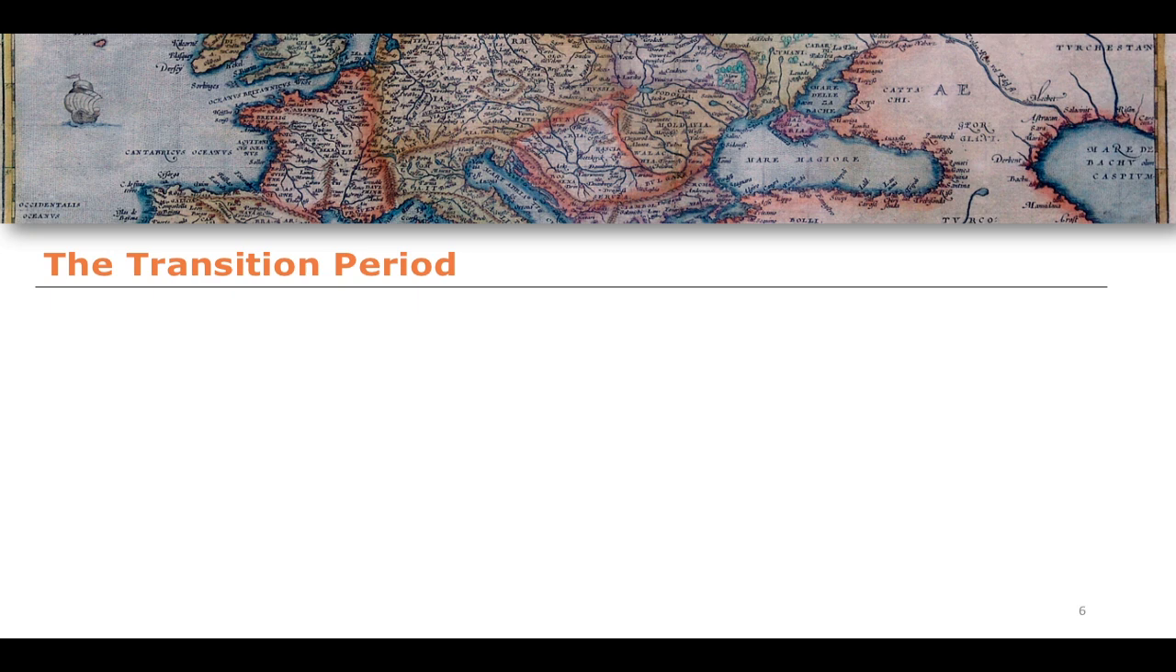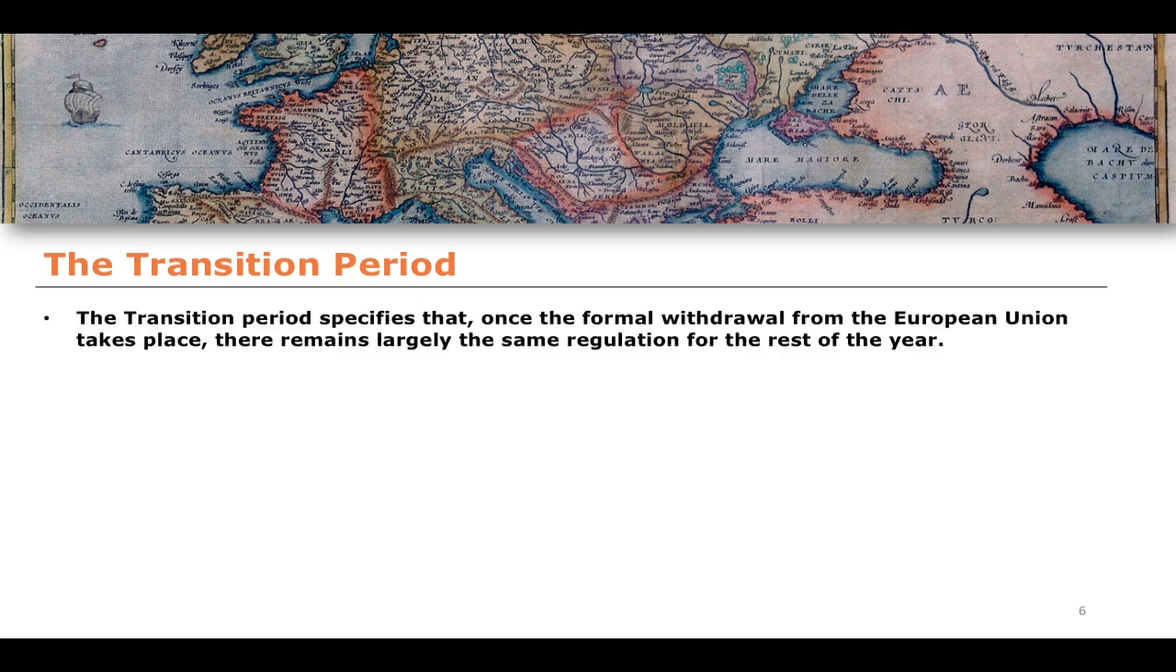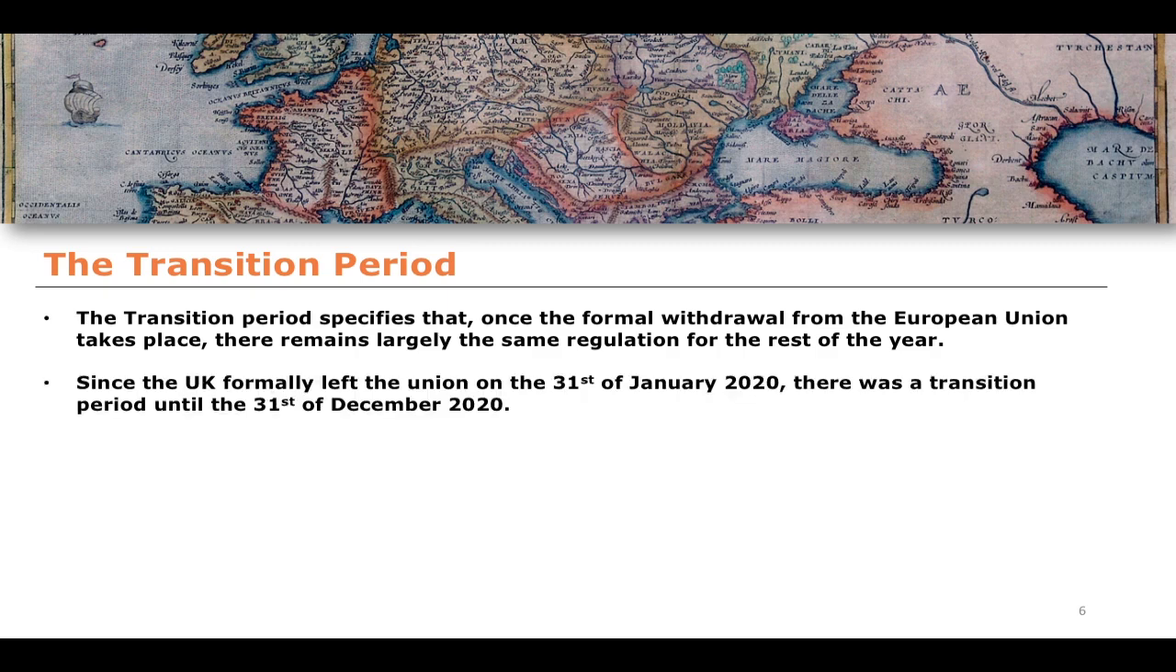Moving on then, let's talk about the transition period. So, the transition period specifies that once the formal withdrawal from the European Union takes place, there remains largely the same regulation for the rest of the year. So nothing really changes in terms of how goods and services are regulated or the free movement of people, etc., for a year during this transition period. The only thing that is different is the fact that you no longer have any kind of political representation in lawmaking within the European Union.